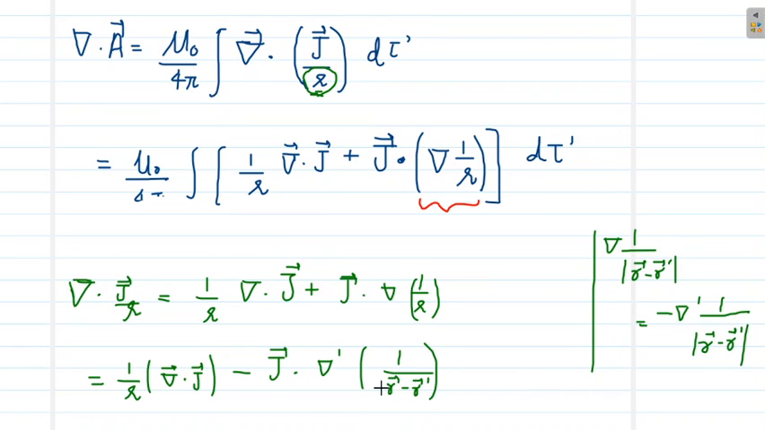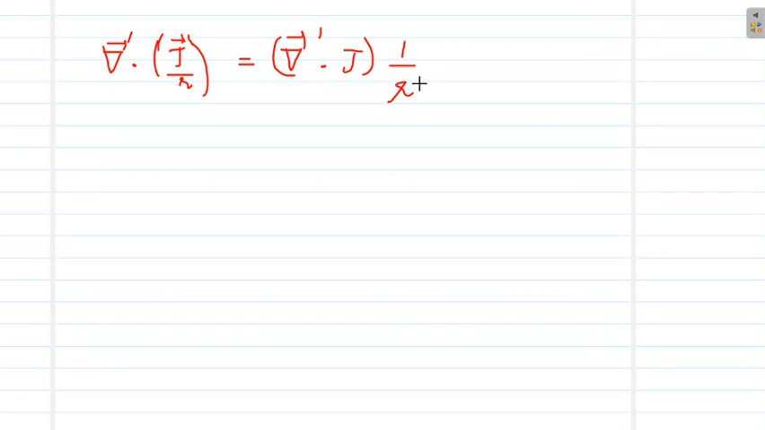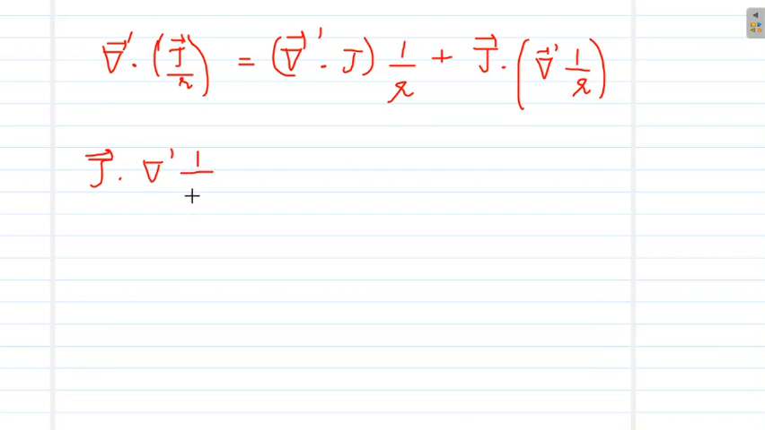Now we know del dot of j by r is equal to this term, we can write what will be del dash dot of j by r. It will be just like the previous expansion: del dash dot j into 1 by r plus j bar dot del dash of 1 by r. So what will be j bar dot del dash of 1 by r?